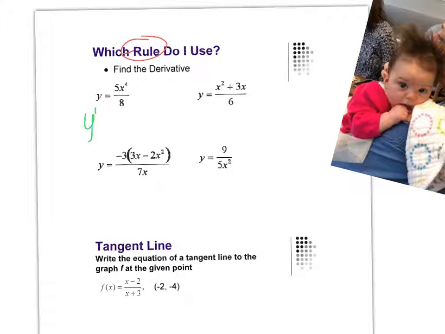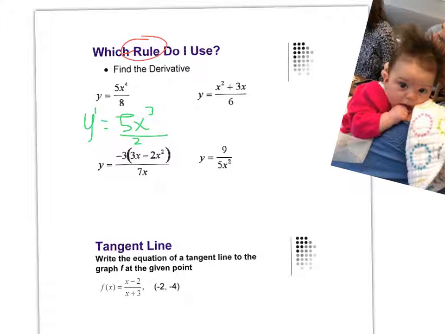which is awesome. You don't have to use quotient because, remember, the derivative of 8 would just be 0, so it literally cancels everything out anyway. Sorry, I'm apparently dying. So if you distribute the 4 through, you can actually simplify with the 8. So you end up with 5x cubed over 2.